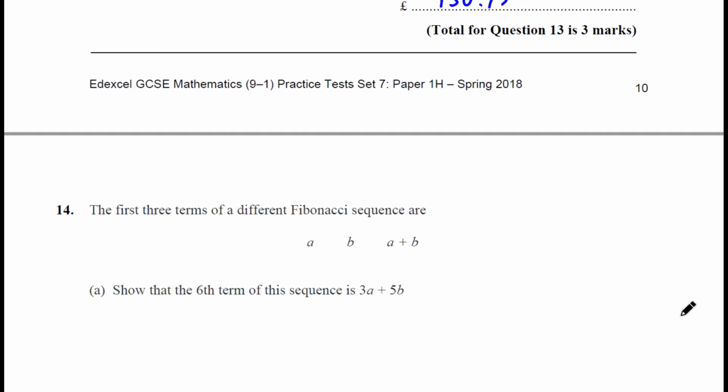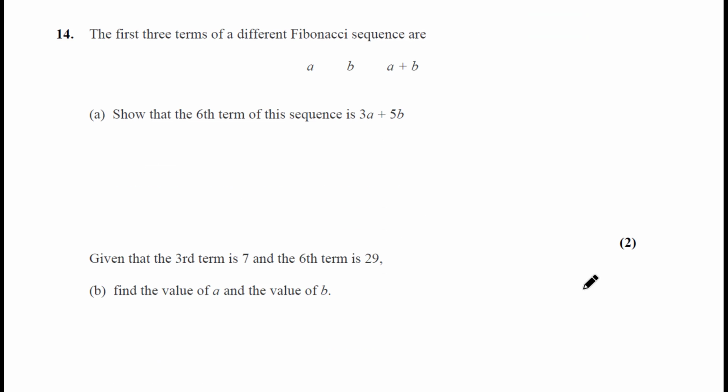Now let's see question 14. The first 3 terms of a Fibonacci sequence are a and b, a plus b. A Fibonacci sequence is created by adding a term to the previous term, so that's a plus b. So this is the first, second, third. So the fourth term is going to be a plus b add b. So that's going to be a plus 2b.